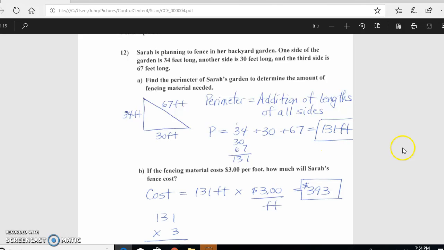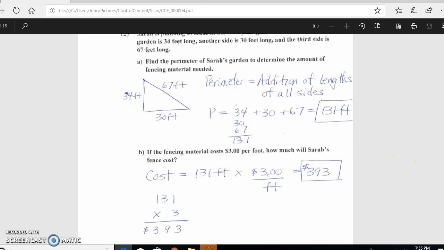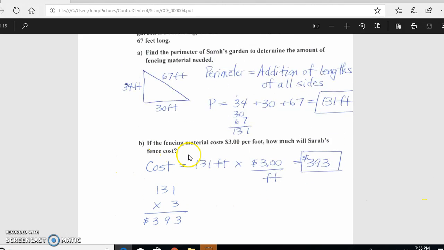feet. And then on letter B, I am asked, if the fencing material costs $3 per foot, how much will Sarah's fence cost? And so the cost is going to be the multiplication of the number of feet times the cost per foot. 131 feet, and each foot is $3, so $3 per foot. I multiply 131 times 3, and I get $393 as the total cost of the fencing.